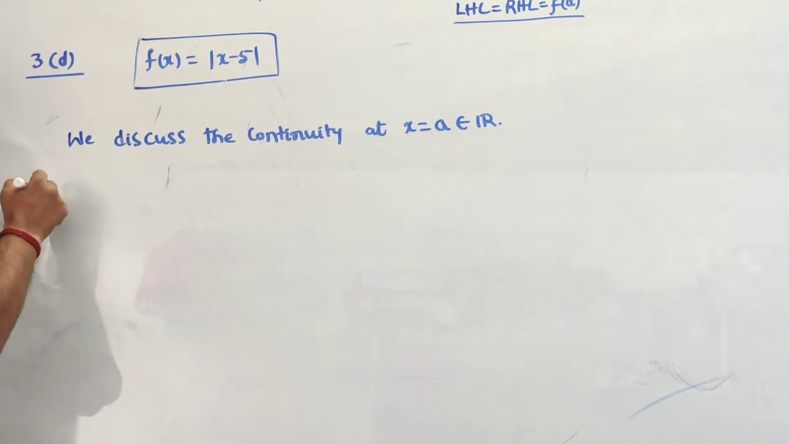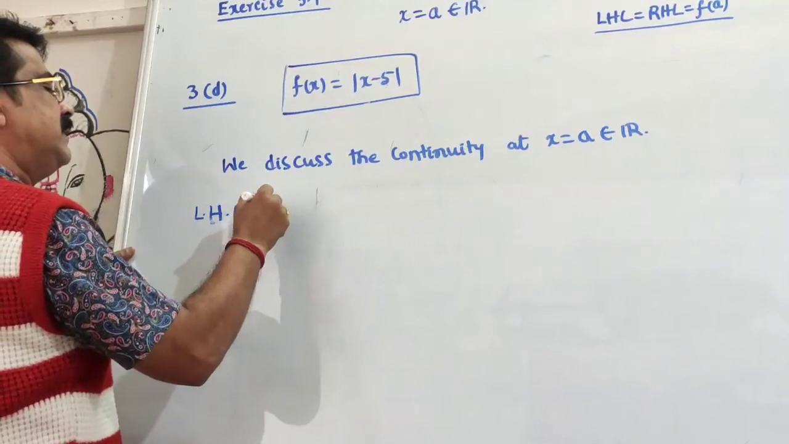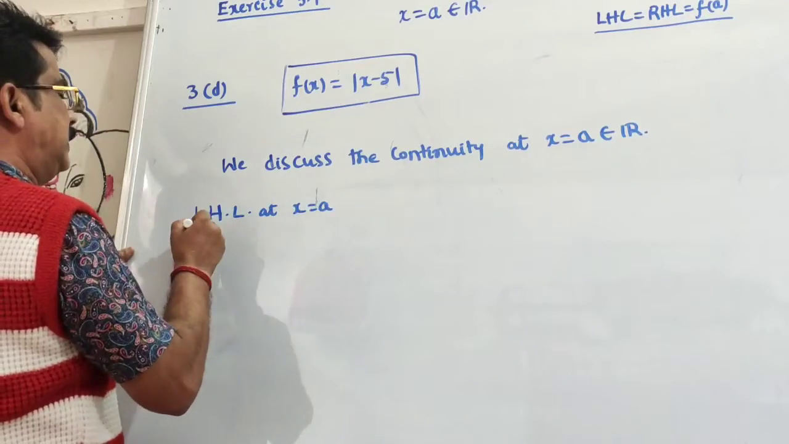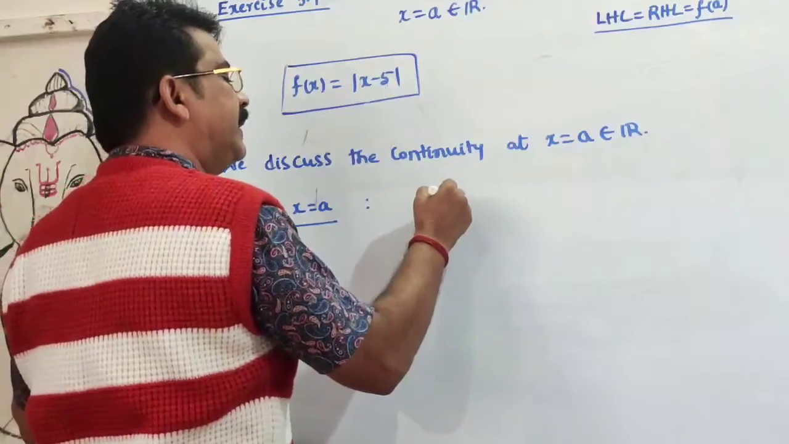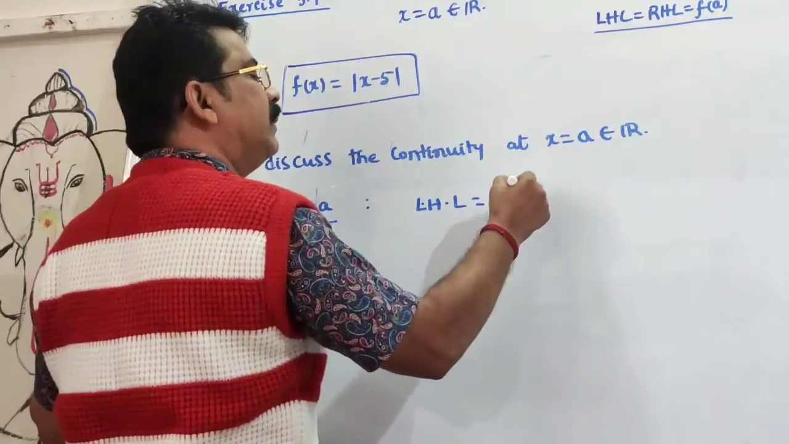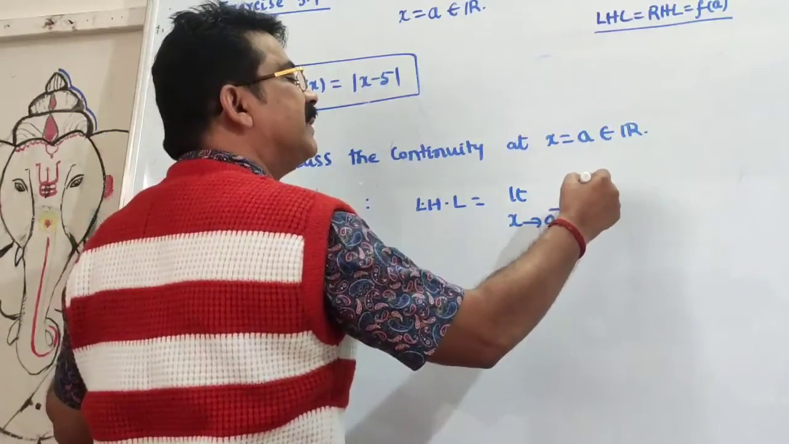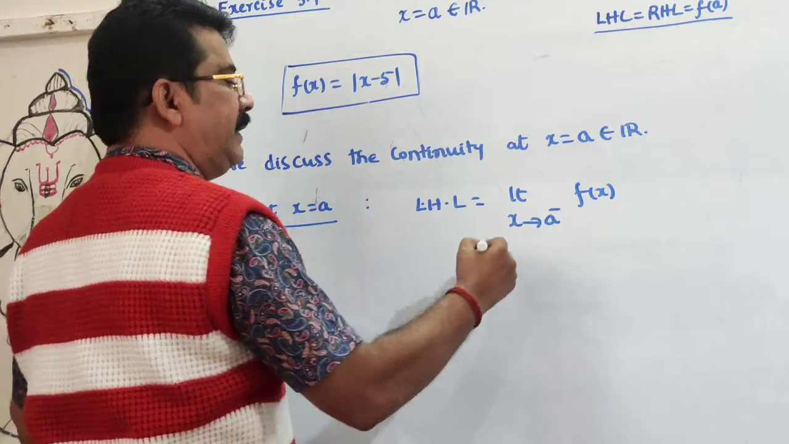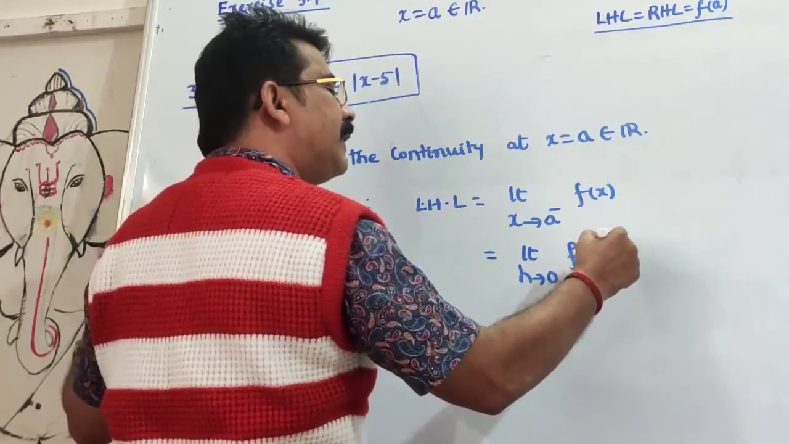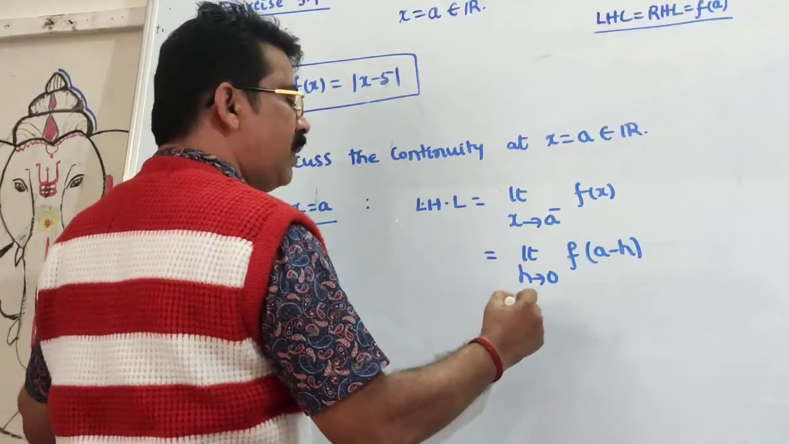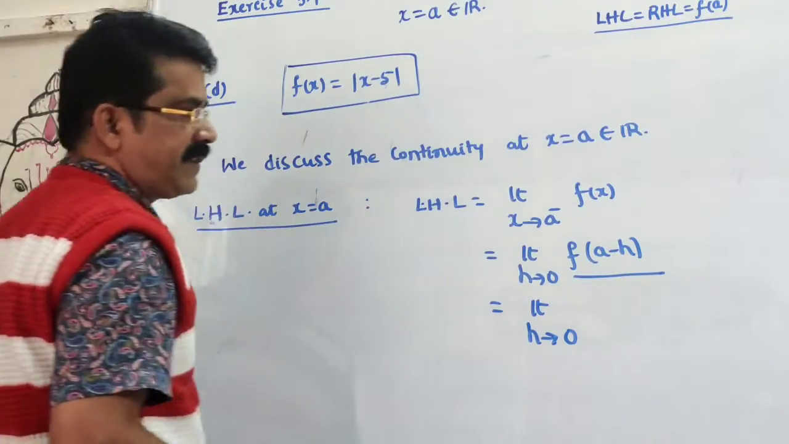So first, left hand limit at x equal to a. The notation is limit x tends to a minus f of x. What is the formula? Limit h tends to 0, f of a minus h.